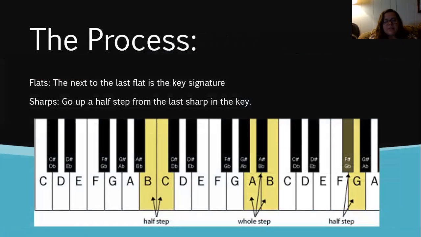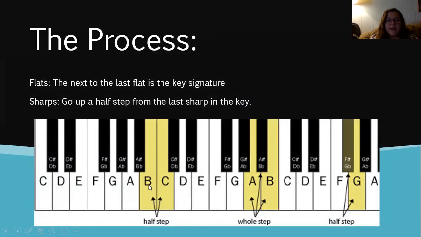So then for sharps, we're going to go up a half step from the last sharp in the key. So let's briefly talk about what a half step is actually going to look like. I've got a piano right here, so you can visually see where those half steps are going to occur. Most of the time, it's going to be between a white key and a black key. So, for example, F to F sharp or G flat is a half step.